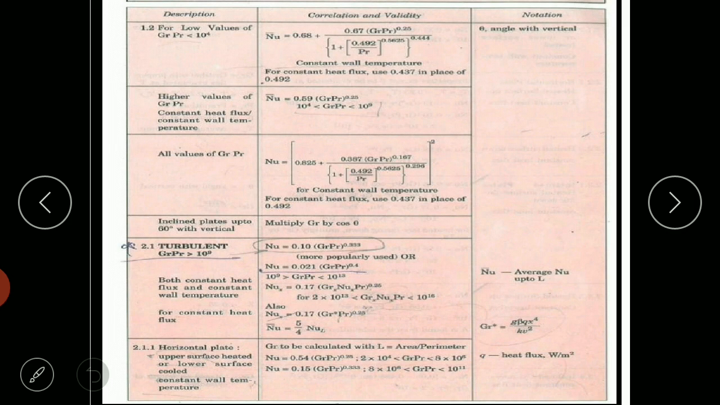Now based on the value and based on the position, you have to choose the formula from the data handbook. Let me revise a little bit. If it is for a vertical plate and the value is less than 10 power 4, we will be using this formula, given here. For values of GrPr from 10 power 4 to 10 power 9, we will be using this formula.